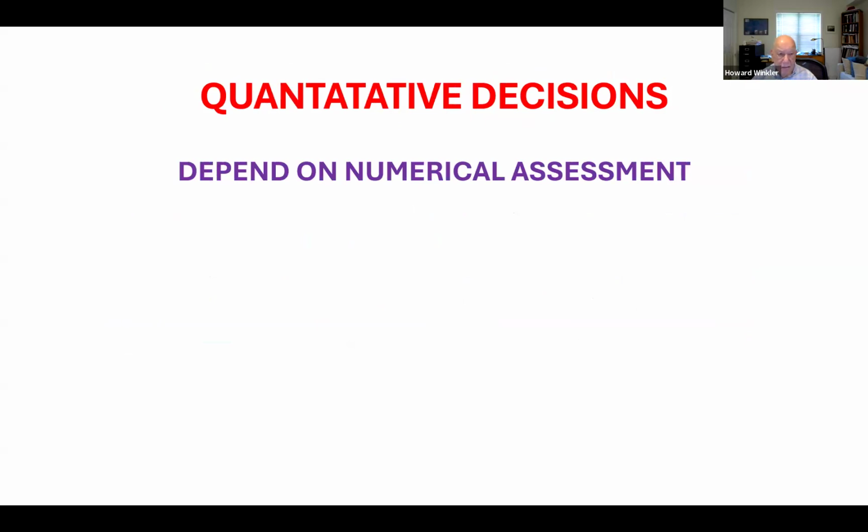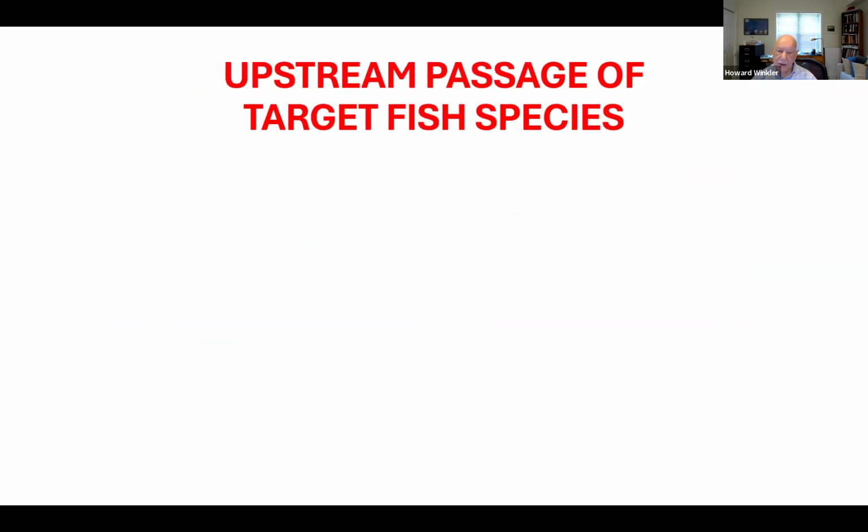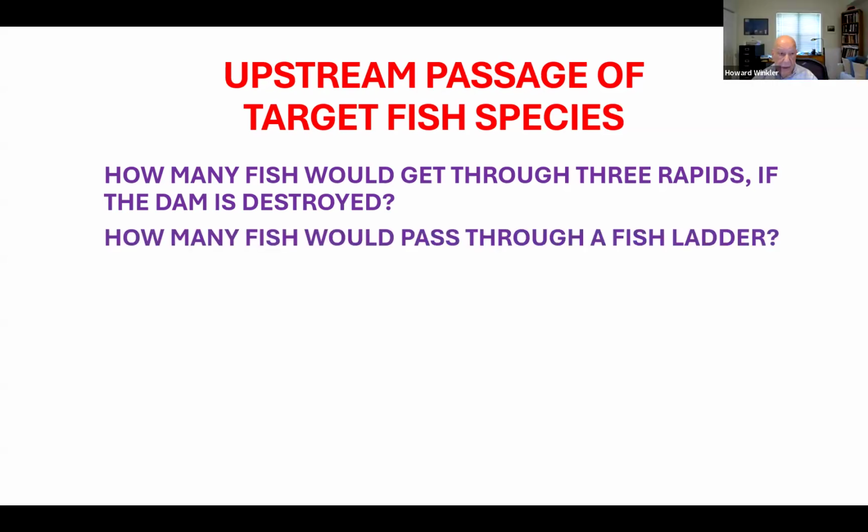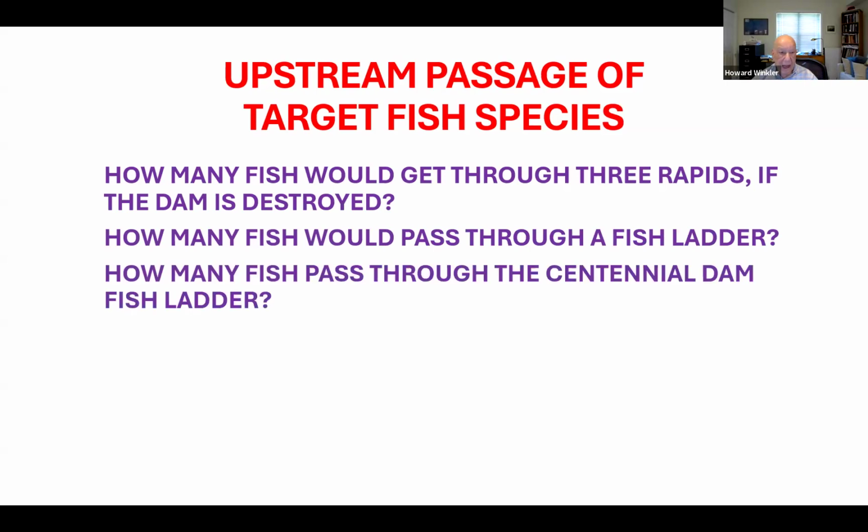Quantitative decisions depend on numerical assessment, not qualitative. Let's look specifically at upstream passage of the target fish species. How many fish would get through the three rapids if the dam is destroyed? This is a very important number. How many fish would pass through a fish ladder? How many fish pass through the Centennial Dam fish ladder? They could get up the Concord River. I'd like to see that.